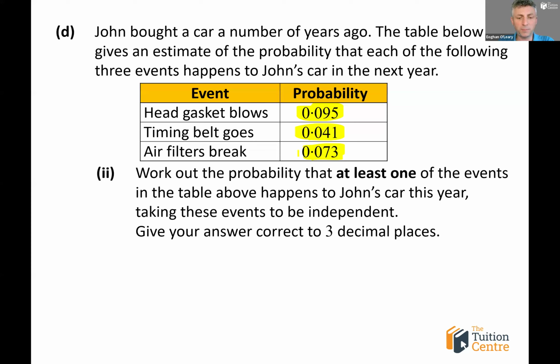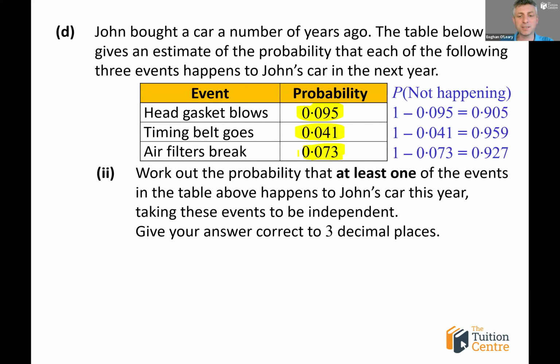Now, the first thing, before I do anything else, I could work out the probability those events do not happen, which again is using 1 minus. So it's the most simple case of this. The probability of the head gasket not blowing is 0.905. That's just a coincidence that those numbers look similar. If the probability of the timing belt going is 0.041, the probability of not going is 0.959. And if the probability of the air filter going is 0.073, the probability of not going is 0.927.